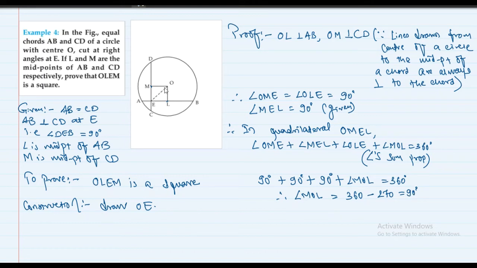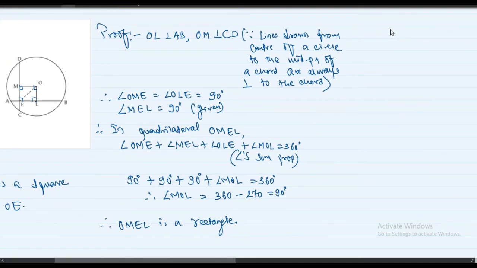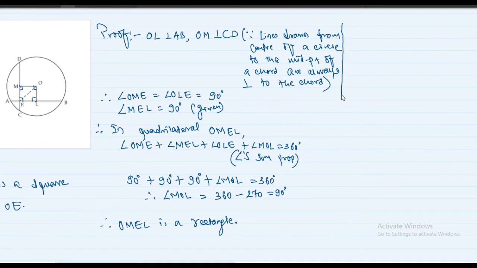So this is also 90, this is also 90, this is also 90 and this is also 90. So we have proved that OMEL is a rectangle since all angles are equal to 90 degrees. So we have proved that OMEL is a rectangle. Okay, but we have to prove that it's a square, and we can prove it easily. I'll tell you how. Few more things to understand over here.